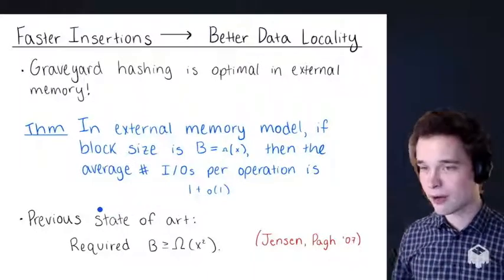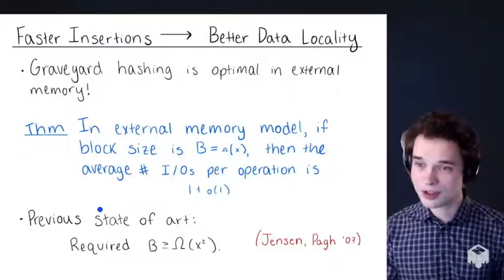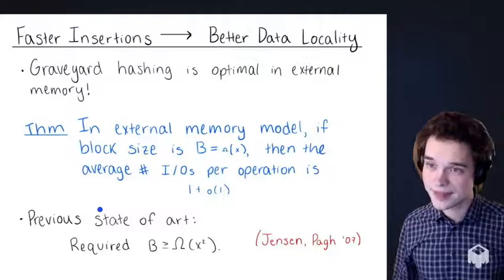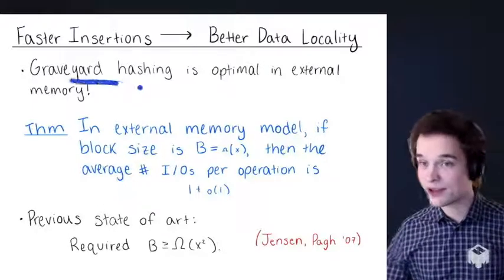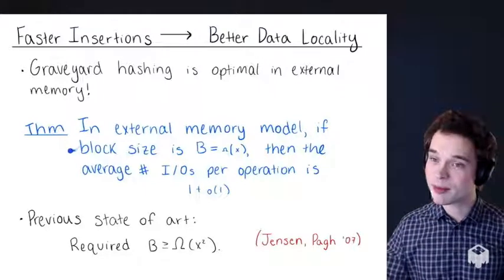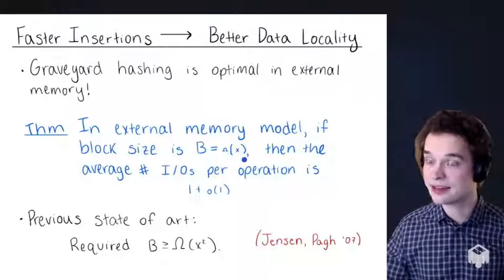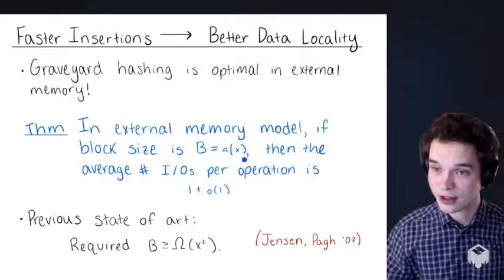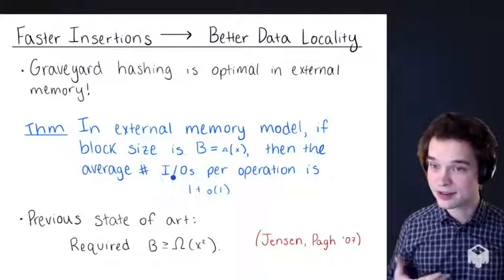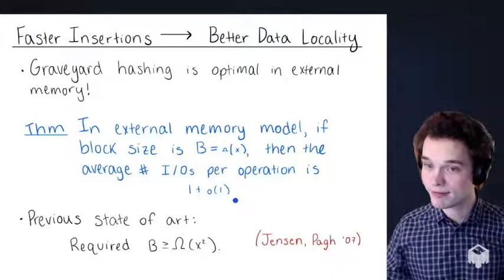Now the last result that I want to mention before I wrap up the talk is that one consequence of making insertions faster is that, of course, we also make our data locality even better. You can capture this formally by analyzing graveyard hashing in external memory. In the external memory model, if your data block size is capital B, and B is anything asymptotically larger than x, then the average number of IOs, or cache misses, that you incur per operation is optimal. It's 1 plus little o of 1.